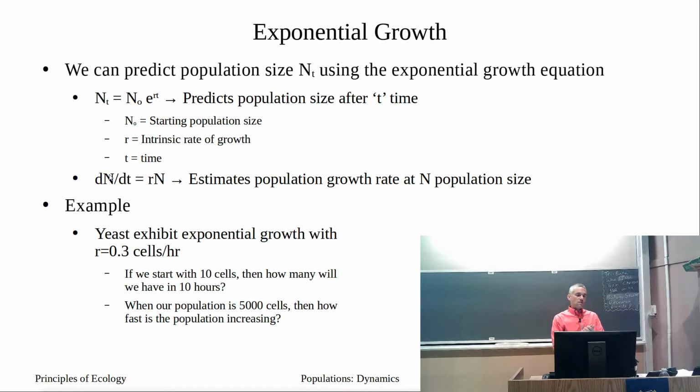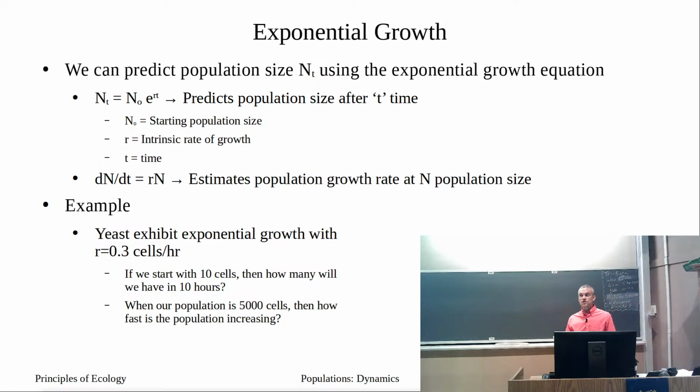All right, so can we predict population size? Can we predict population growth rates? Yeah, we can. We can do both with this exponential growth curve. All right, so our population growth rate, the slope of that line, that dn over dt, is equal to our intrinsic rate of growth times n. And this is where you can see that our population growth rate depends on our population size. And it should make sense.